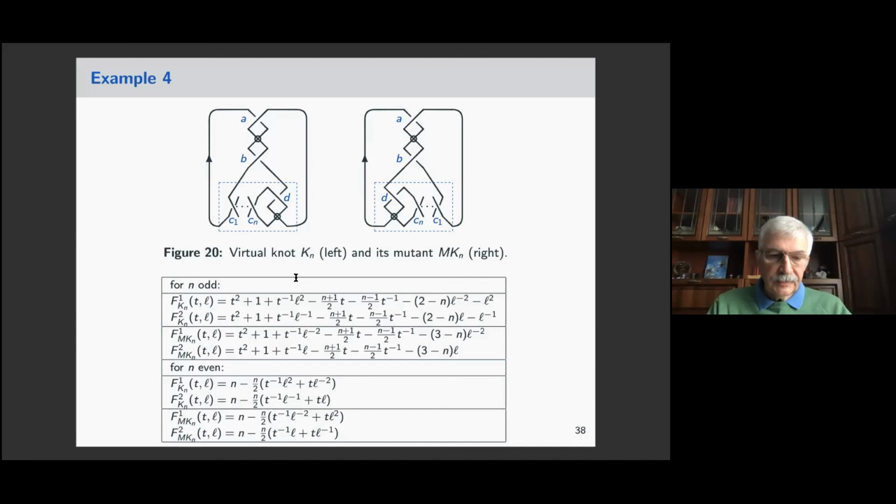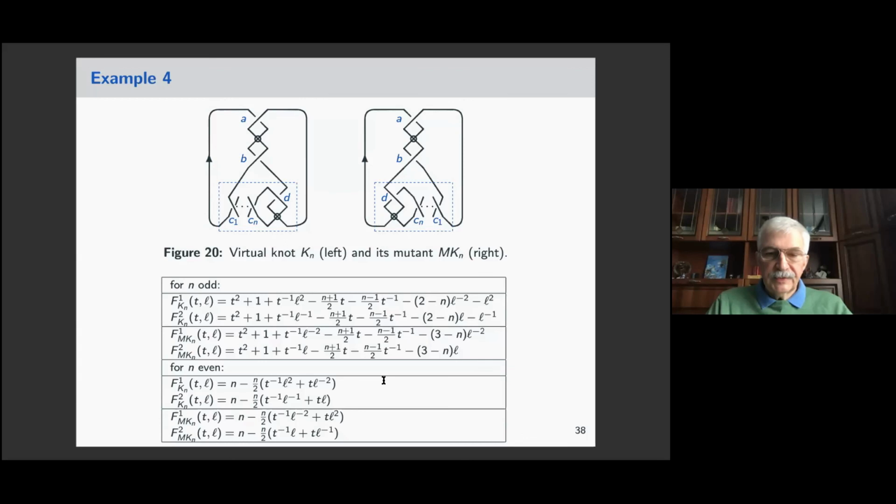If n is odd, the polynomials with index 1 and index 2 are presented here for the knot Kn, and similar polynomials are presented for the mutant of Kn. It's easy to see that the polynomials are different. The same holds when n is even, so the number of crossings here is even. The polynomials give us a possibility to distinguish the original knot and its mutant, and it depends on n, so it can be done for an infinite family of knots and their mutants.